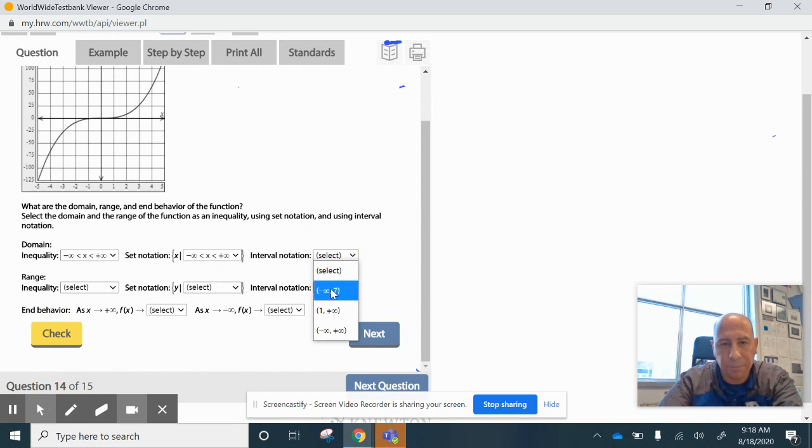All right, there we go. Now, range, it's going infinitely in the negative direction and positive direction, so the range is both negative infinity to positive infinity as well.